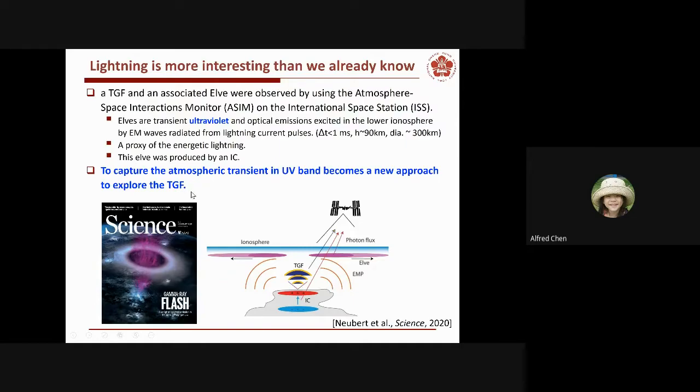And this kind of ELF is also a good proxy of the energetic lightning. So if we monitor the transient in the UV band, that means we can capture the energetic lightning, which is capable of producing TGF. So this has become a strategy to explore terrestrial gamma ray flashes. This is also the very important idea we put into the DIAT, to observe the transient in the UV band.